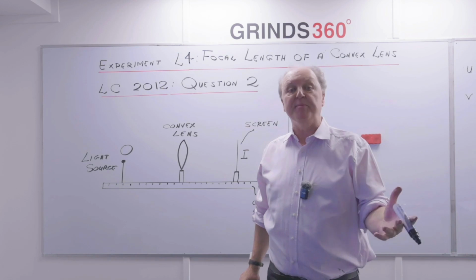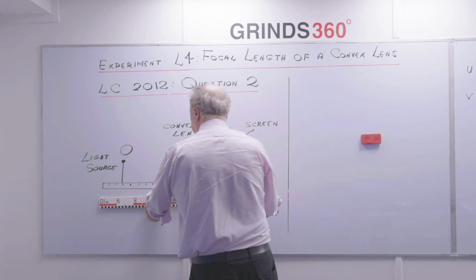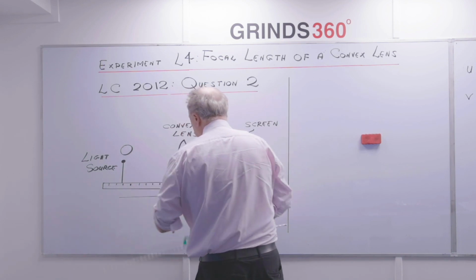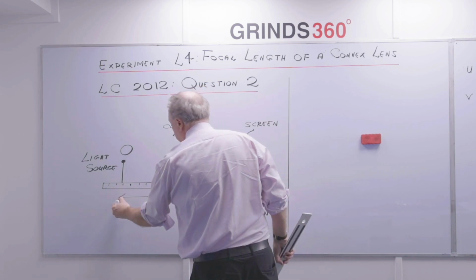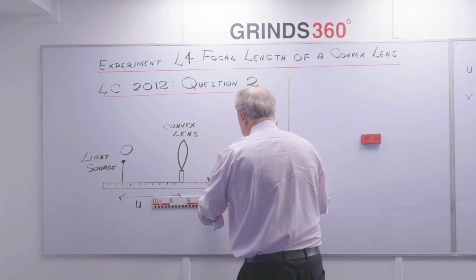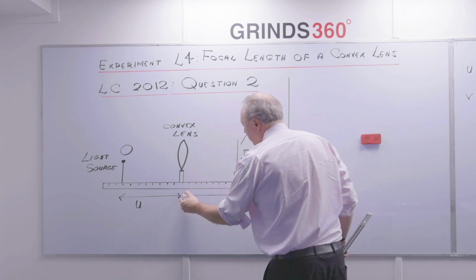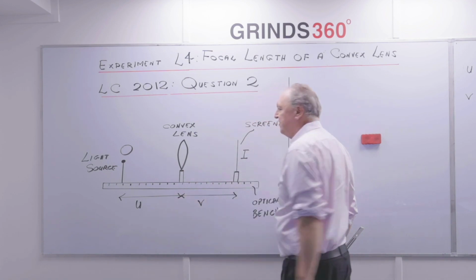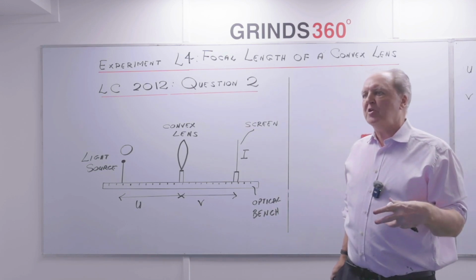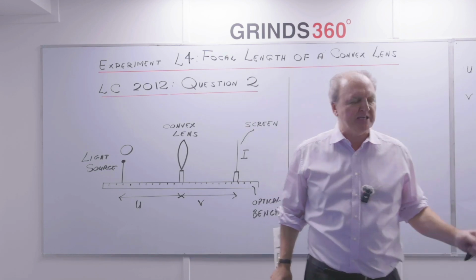Sometimes they ask me, sometimes they don't, but I always do it anyway. I write in U and V. U is the object distance, from the object to the lens, and V is the image distance, from the screen where the image is to the lens. So in the question, they're asking you also to describe how the student obtained the data.